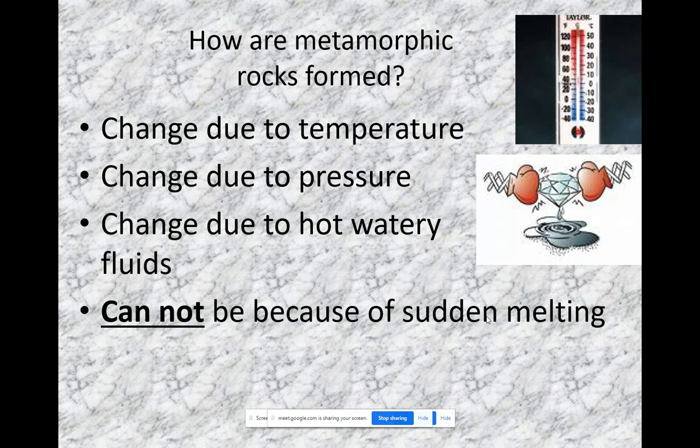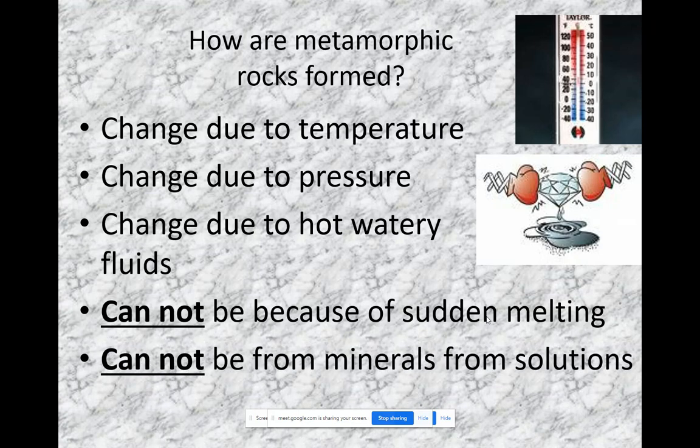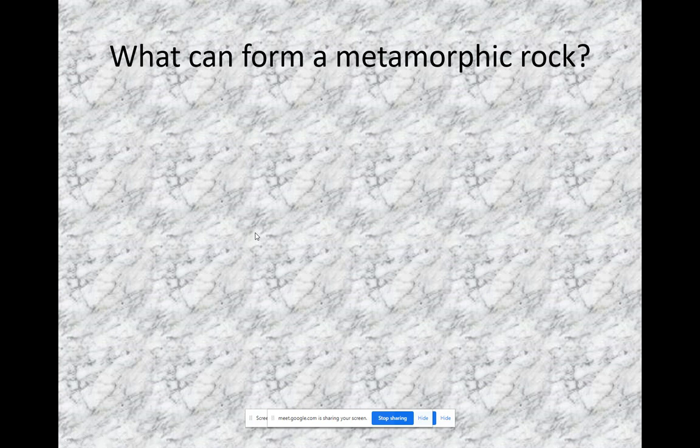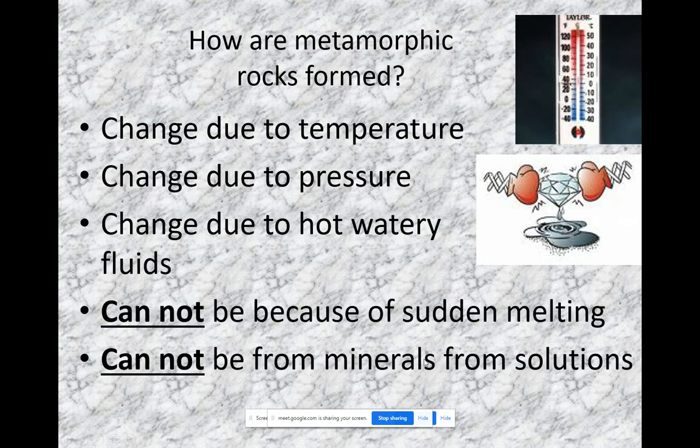You guys know these things. You just got to think about it. All right. And it cannot be from minerals from solutions. The reason it cannot be from minerals from solutions is, if we do this, then we get a sedimentary rock. So these first three change due to heat, pressure, and these hot, watery fluids. It cannot be because of sudden melting, because that makes igneous, right, Barrett? And this cannot be from minerals from solutions, because that would make sedimentary. Okay? So we've got all those things that we need, and now we move along.